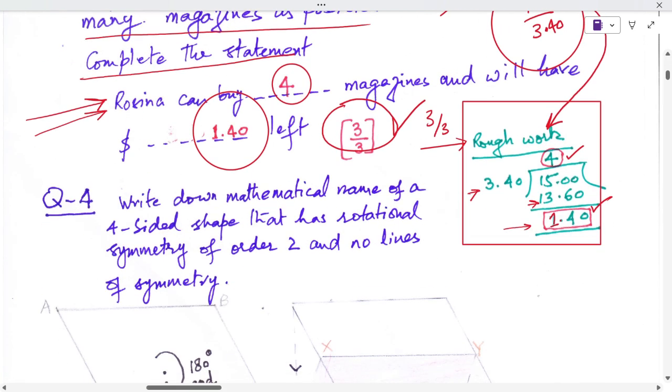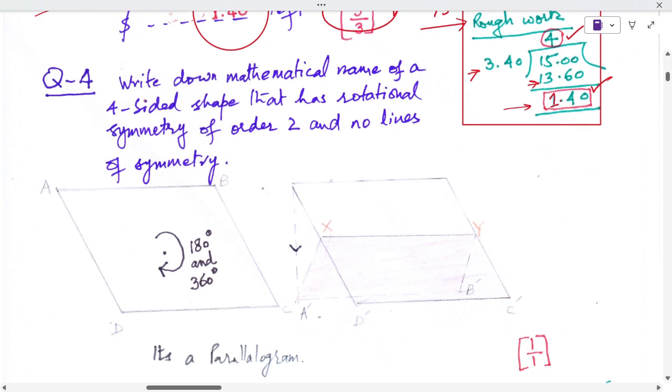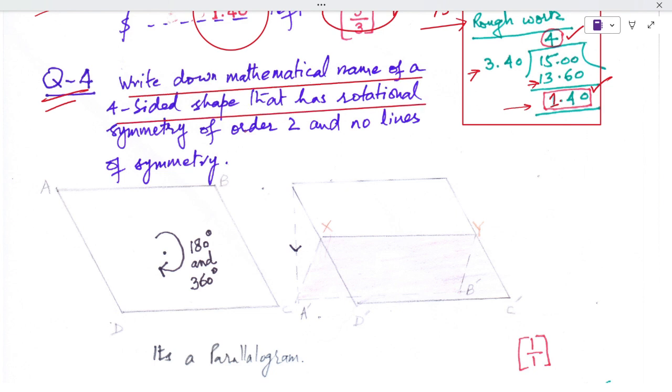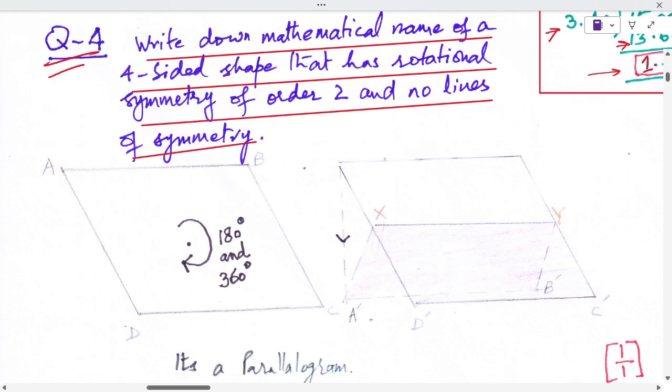Going on to question number 4. A statement is given. Write down the mathematical name of a four-sided shape that has rotational symmetry of order 2 and no lines of symmetry. Here you have to be very, very clear about the rotational symmetry and the lines of symmetry.